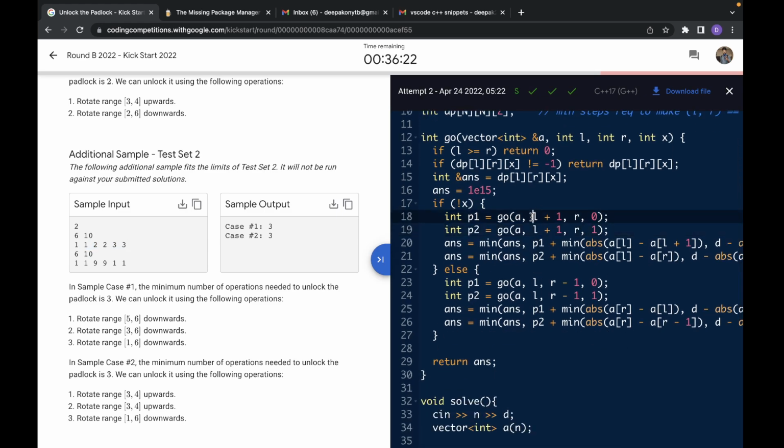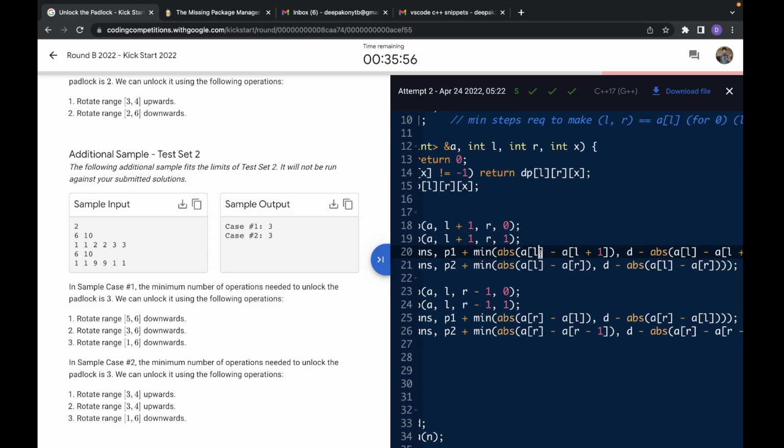So again, what I'm doing is L plus 1 to R, I'm making a call with again a 0. So you are making it equal to this, so this whole should be a 1 now. Or you're making it equal to the last one, so this whole should be a 3 now. You're computing the answer for those two steps. And I'm taking my current answer equal to min of those two steps plus the number of steps required to make this whole range equal to this number.